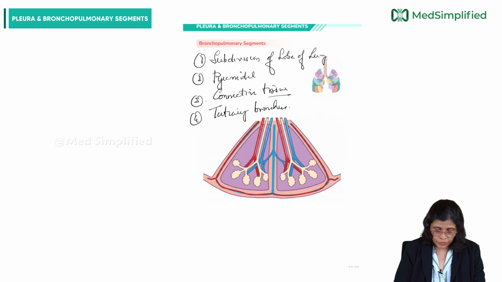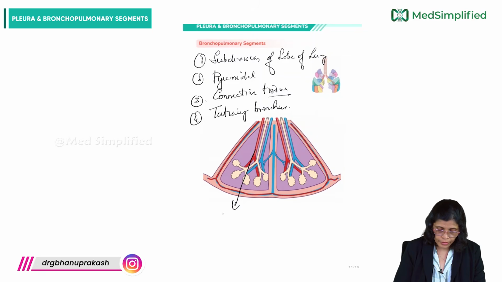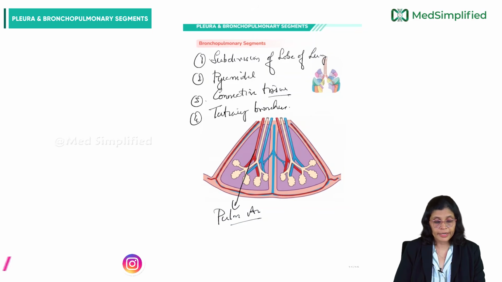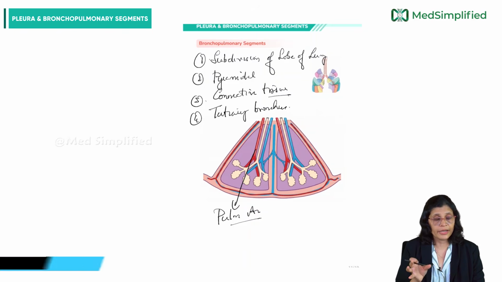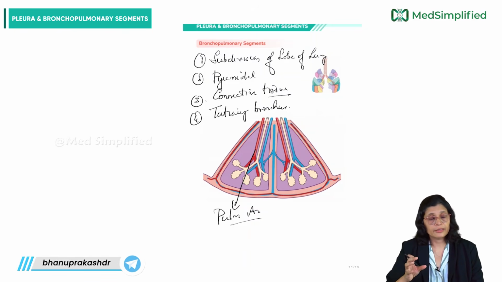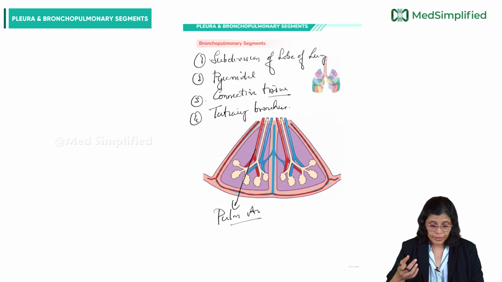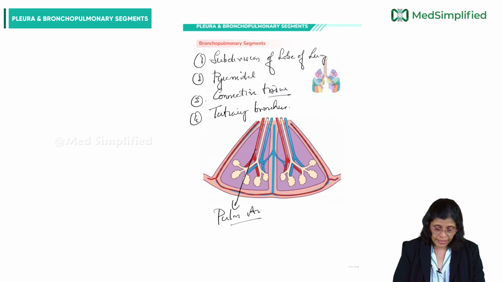And if you see, each of these segments will have its own artery, that is the segmental branch of the pulmonary artery. And it will have its own lymphatic drainage as well as the autonomic nerve supply. That is why, in malignancy, if a particular segment is affected, we can just remove that segment without removing the entire lobe of the lung or the entire lung, because it has its own nerve supply as well as pulmonary artery.